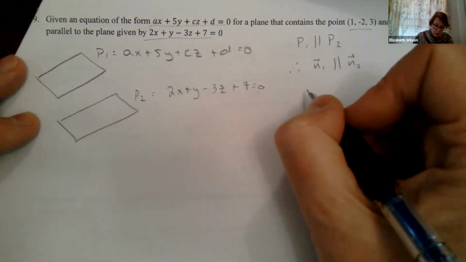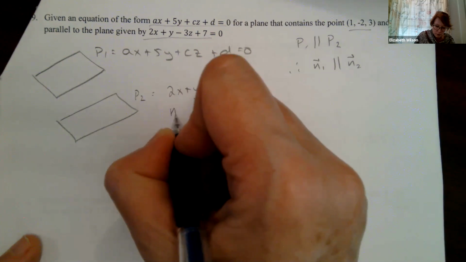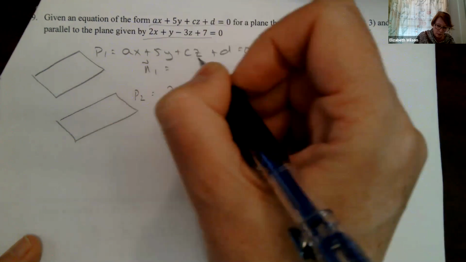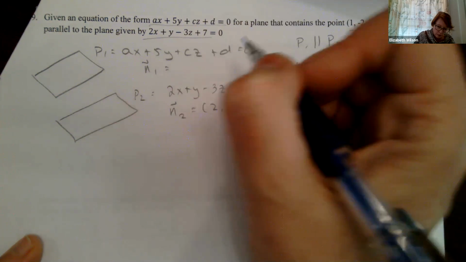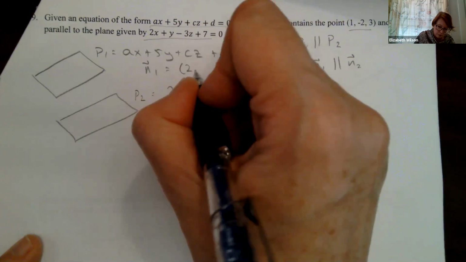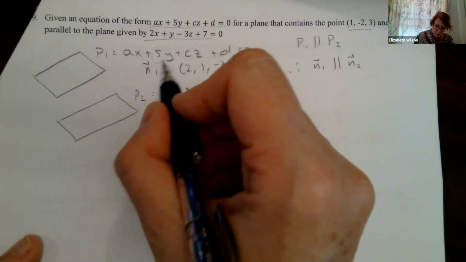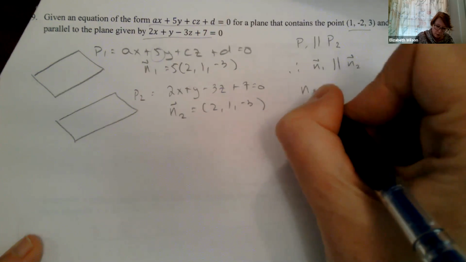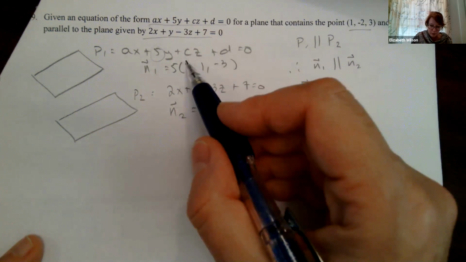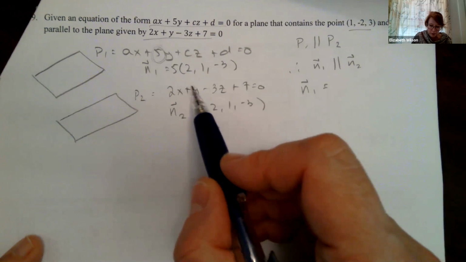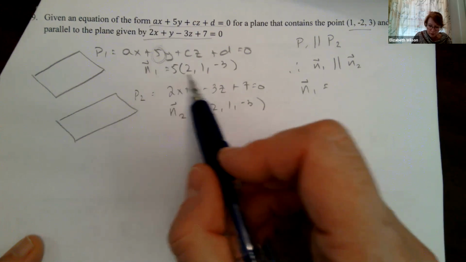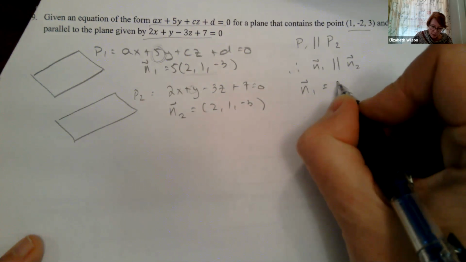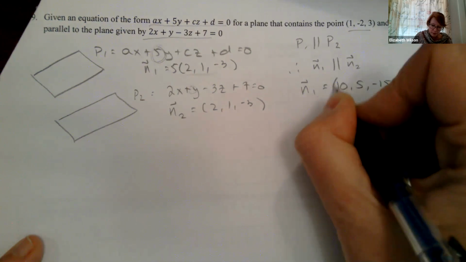So that means the two normal vectors, let's call it minus 3, but this has a 5 and this has a 1, so I have to multiply n1 times 5. Parallel means that they're scalar multiples, but see how there's a 5 here and there's a 1 there, so I have to multiply my normal vector from here by 5 in order to get the scale. So the normal vector is going to be 10, 5, minus 15.